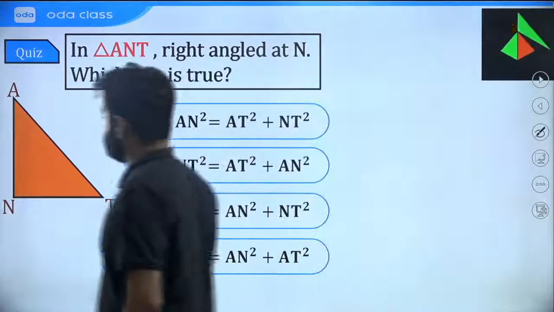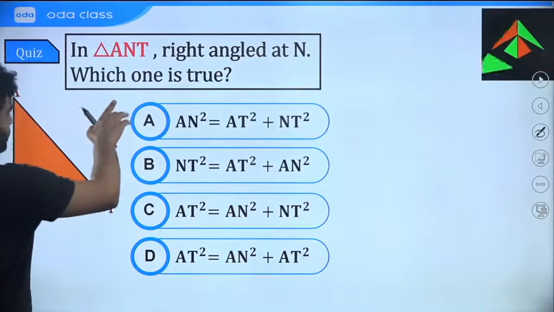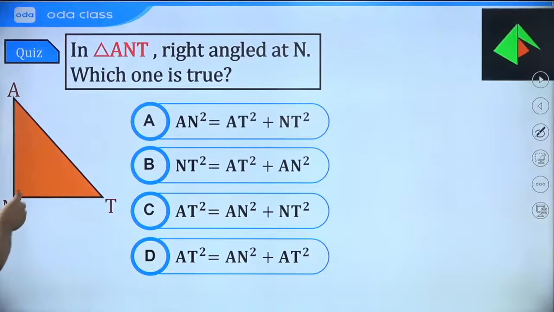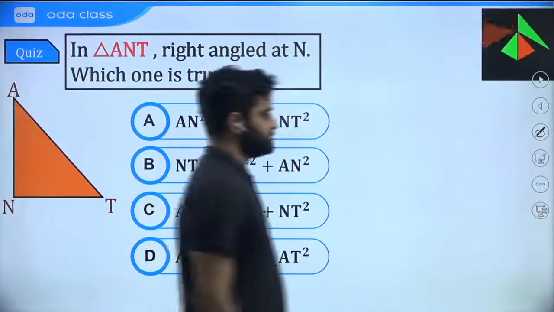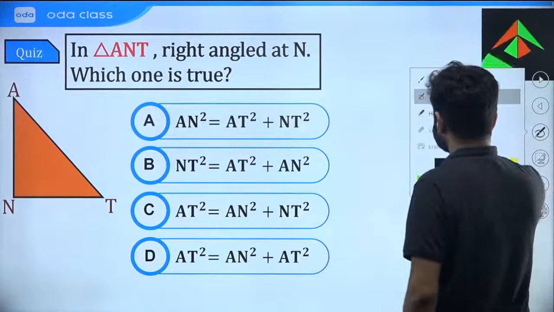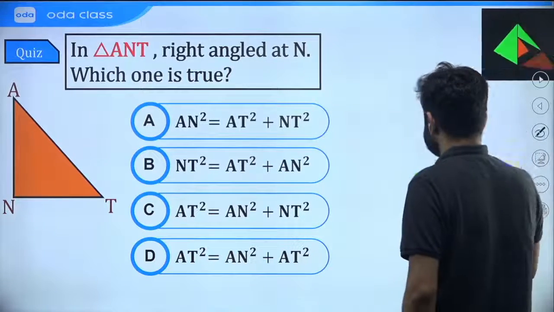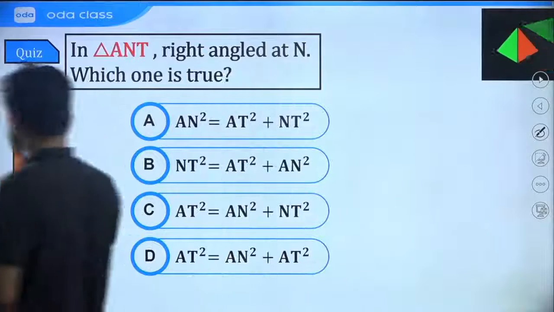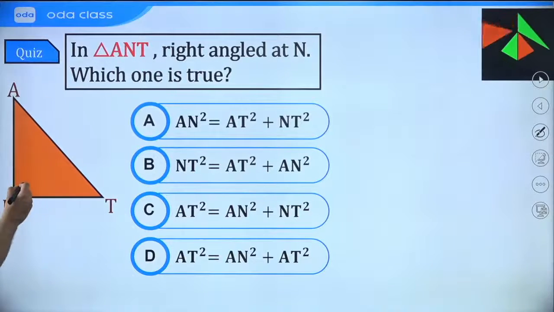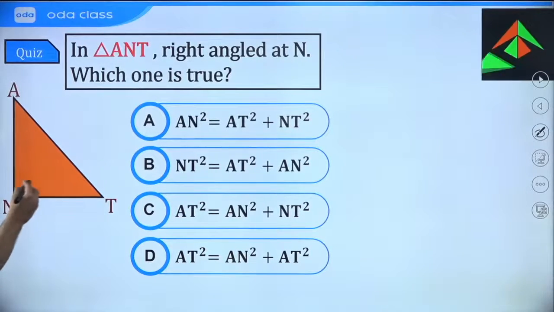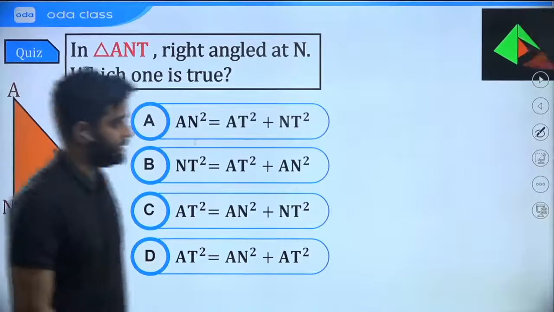So let's talk about a problem. In triangle ANT, right angled at N, this is the right angle where the right angle is made, that is, at N the right angle forms. So here we have a 90 degree angle.